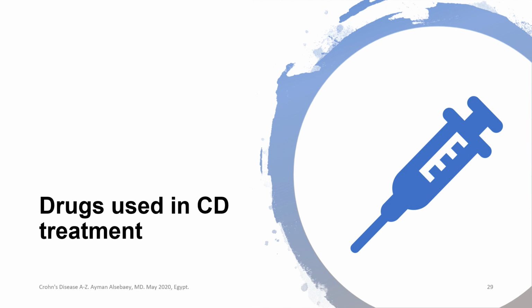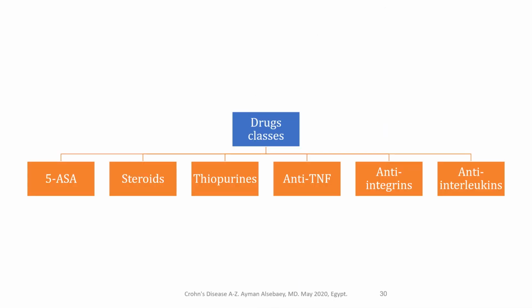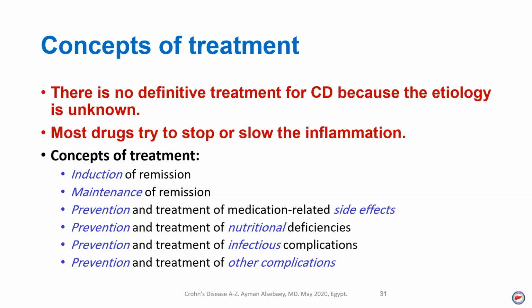What are the drugs that are used? What are the drugs used in the treatment of Crohn's disease? We have 5-ASA like mesalamine, steroids like prednisolone, thiopurines like azathioprine, anti-TNF like infliximab and adalimumab, integrin inhibitors like vedolizumab, and interleukin inhibitors like ustekinumab. Okay, these are the commonly used drugs in the treatment of Crohn's disease.